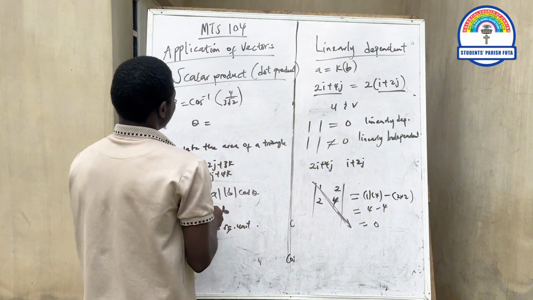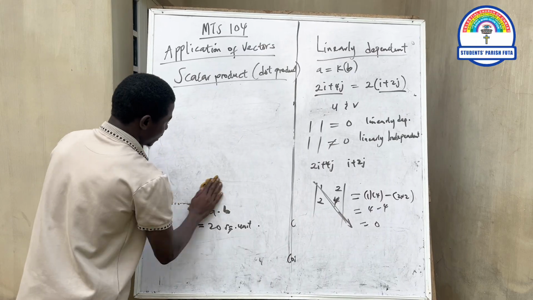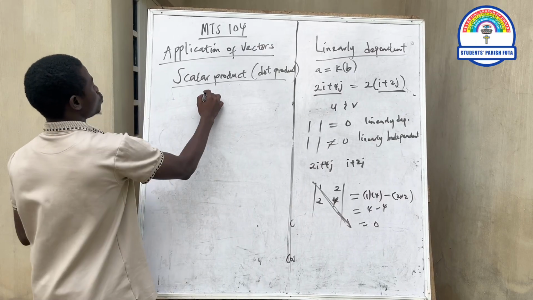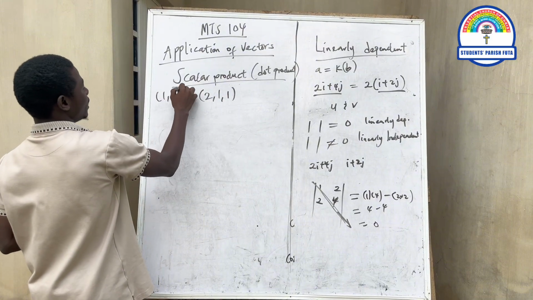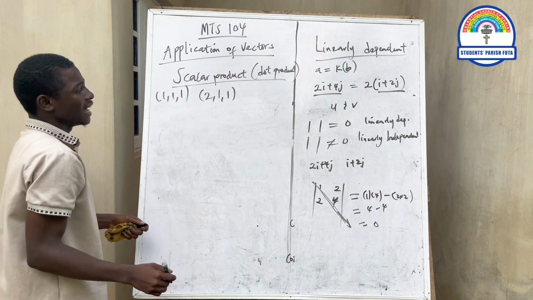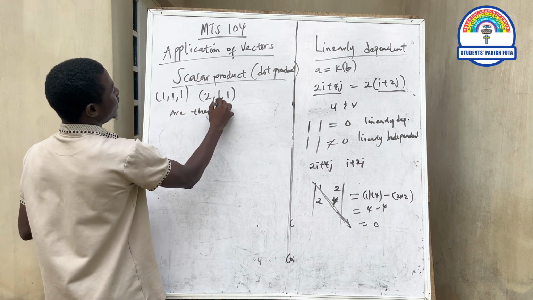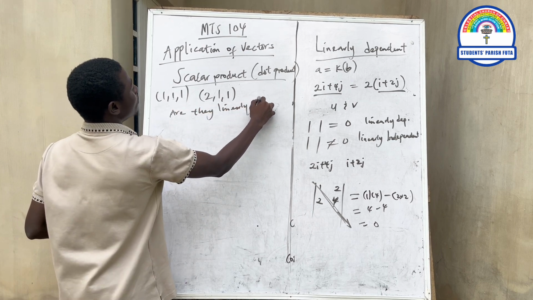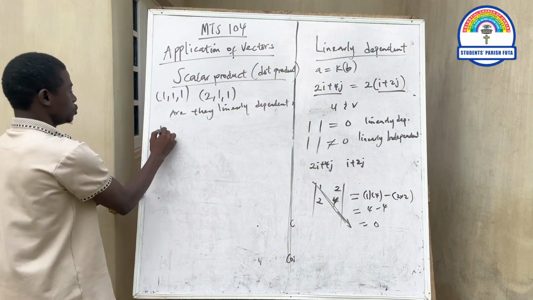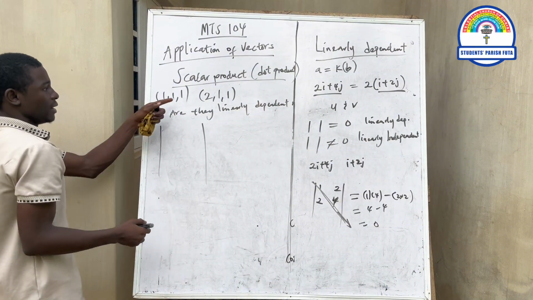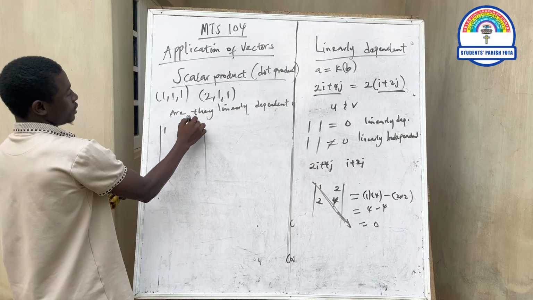Now let's look at another one. Let's assume you have a 3 by 3 matrix. Let's assume you have 2 1 1 and 1 1 1. So are they linearly dependent? That is what we want to get. The best way to get this, or the easiest way, is just use your matrix. So draw, get a combined matrix for these two. 1 1 1, 1 for i, 1 1.